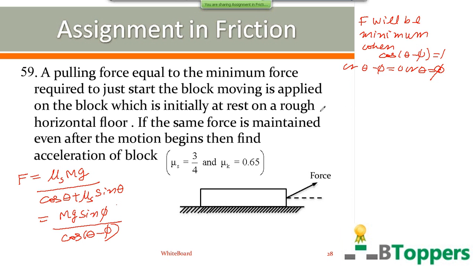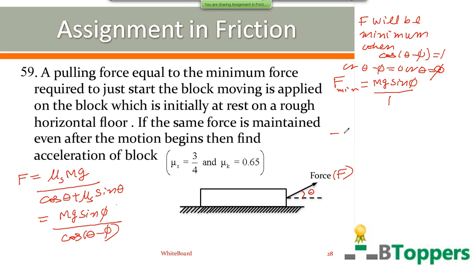Here phi is the angle of friction between the block and the floor. Theta is the angle which the pulling force makes with the horizontal. Let F denote the magnitude of the pulling force. So the minimum value of the pulling force required to just start the block moving is equal to mg sin phi by cos theta minus phi, where cos theta minus phi is 1.